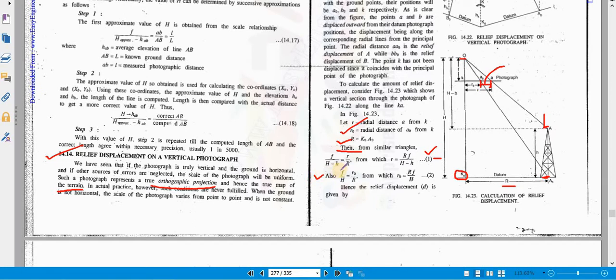Also for your RO, this will be equal to what? And in case of relief displacement, this height F by what? Total capital H, into what? RO by capital R. So RO equals to what? RF by R into F by H. So we have got two equations for this, and hence the relief displacement is given by this.